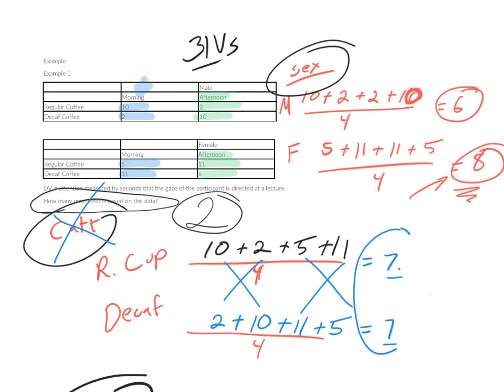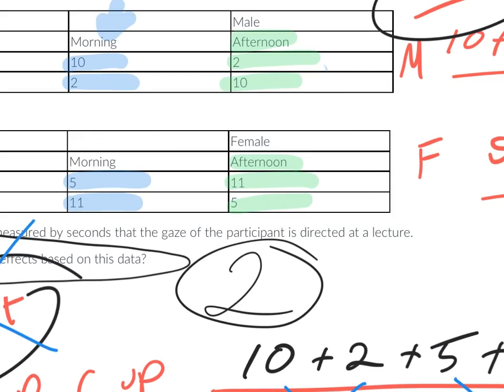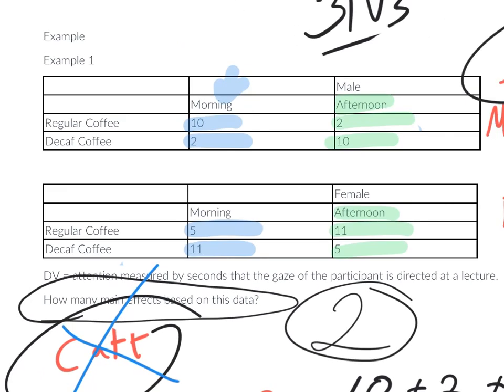Now, I might ask you, is there a main effect for caffeine? If that's the case, you don't have to work all these out. Just look at this table, figure out the levels for caffeine. Okay, regular and decaf. Here they are again. Then work out an average just for regular and compare that average for decaf. And if it's different, then there is a main effect for caffeine.